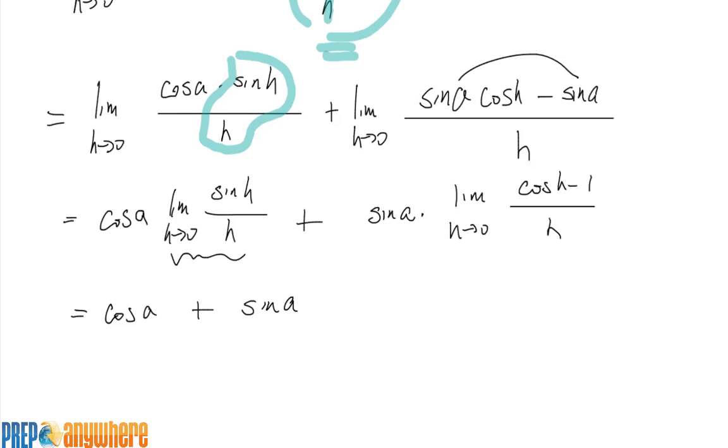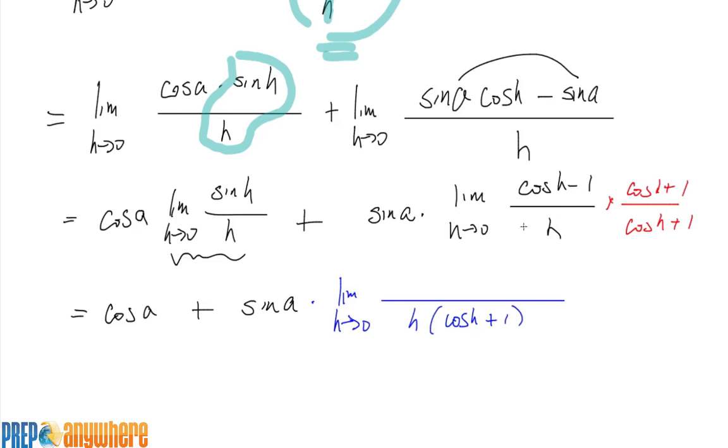This right here, to evaluate the limit, we need to multiply the top and bottom by the conjugate pair of the top. So we get cosine of h plus 1, cosine of h plus 1. Okay, and what we get is the limit as h approaches 0. Don't expand the bottom, just leave it the way it is. The top is going to be cosine squared h minus 1. This right here is actually equal to minus of 1 minus cosine squared h, and that's equal to sine squared h.